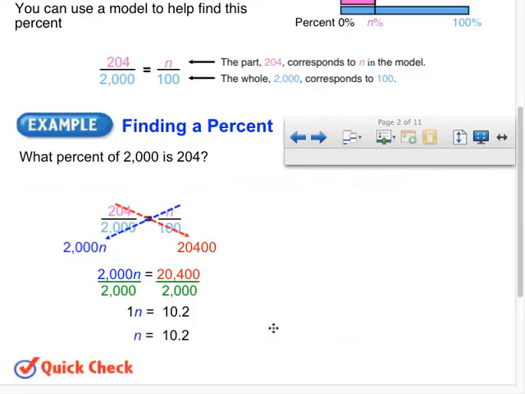Okay? So, out of 2,000 people, a little bit more than 10% of them are left-handed. So, we have a class of 17. What would 10% of 17 be?